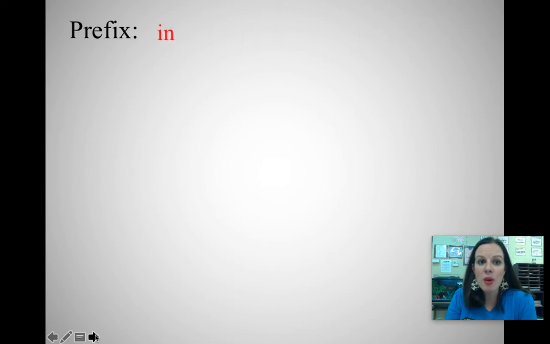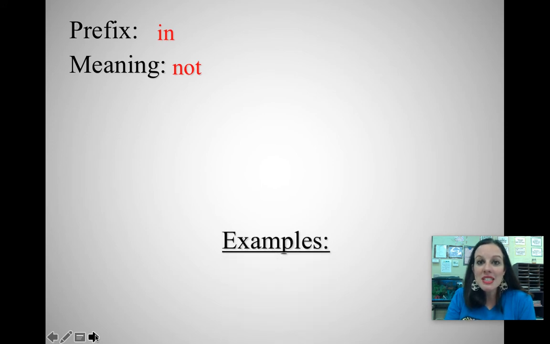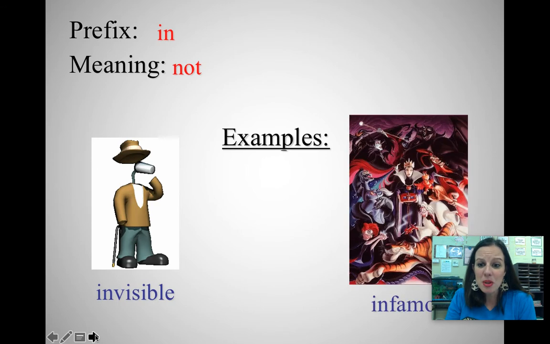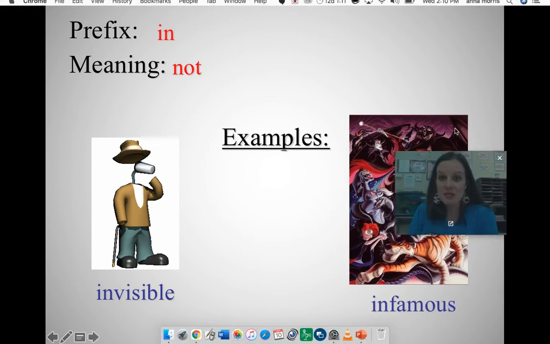Okay, let's look at another one. What about the prefix in? What could it mean if I added this to a word? Well, it's going to mean not. And here's some examples. Invisible, infamous. Ooh, let's look at these.